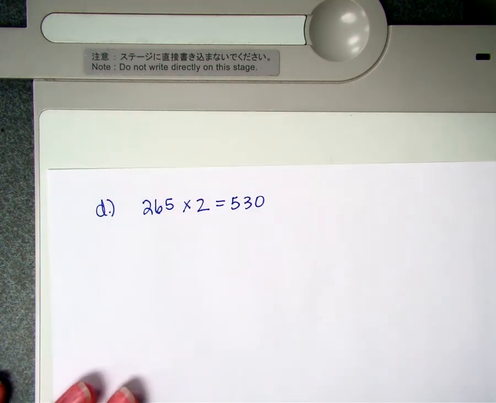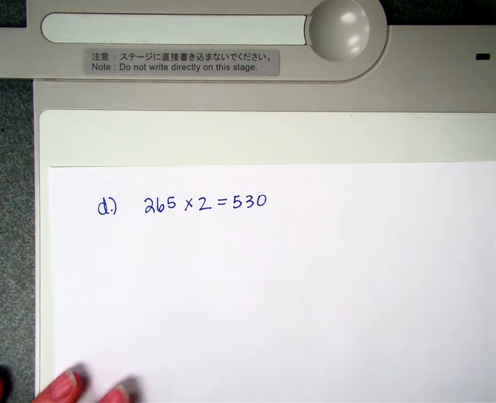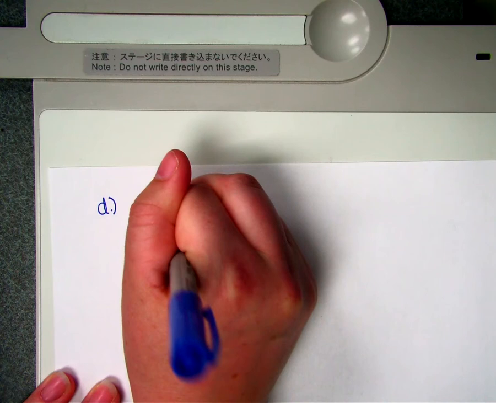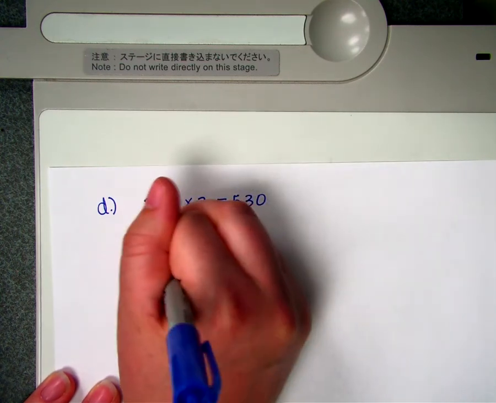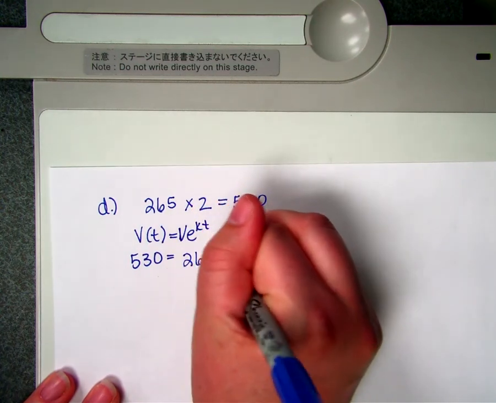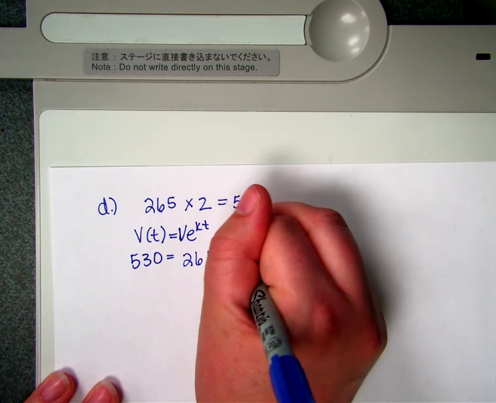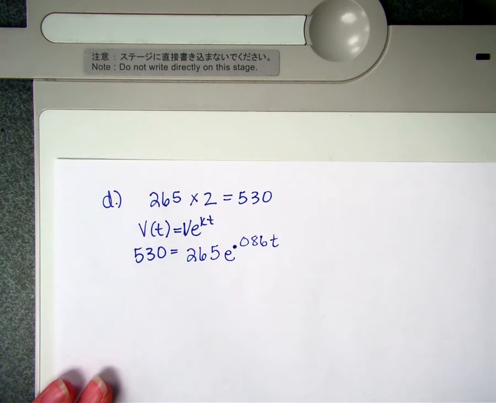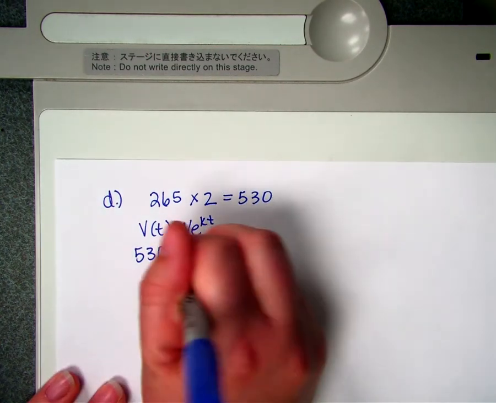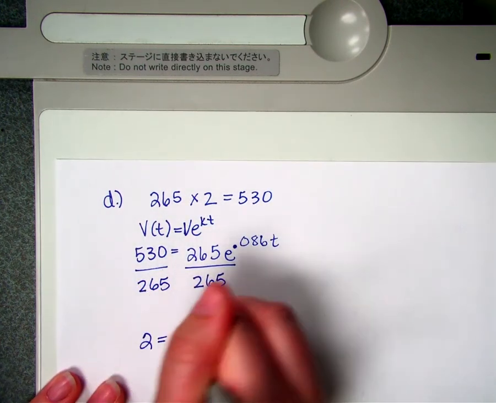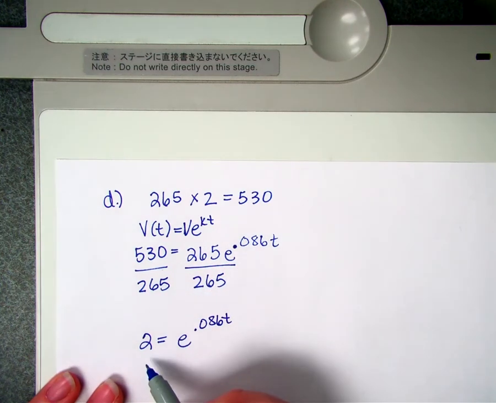So how long does it take for this thing to increase to $530? That is our future value in our V of t equals V e to the kt formula. So our future value, we want to know how long it takes to get to $530, when it initially started at $265, and it's growing at a rate of 0.086. How long did it take? So we need that t in there. Just like we did when we solved for k, we're going to divide both sides by 265. This should give us 2 equals e to the 0.086t. I knew this was going to be a t because I doubled this value to get to the 530.